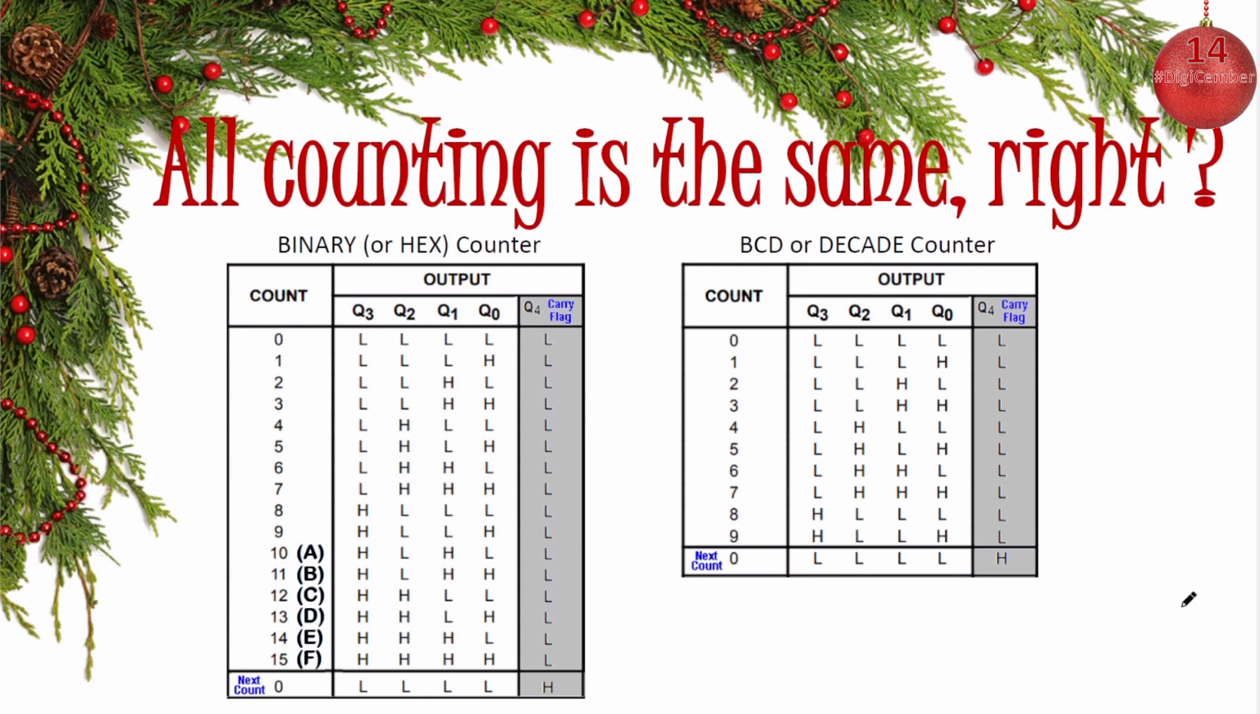And all counting is the same, right? Not so fast, because sometimes we do need to count in the normal number system that we surround ourselves with in all our daily life, except the watch, of course, where we are counting to 10 before we start over again. And this is called a decade counter or BCD counter. And that really counts up to 9 until some logic resets it to start again here. And here we have to have the carry flag when it's turning around from 9.